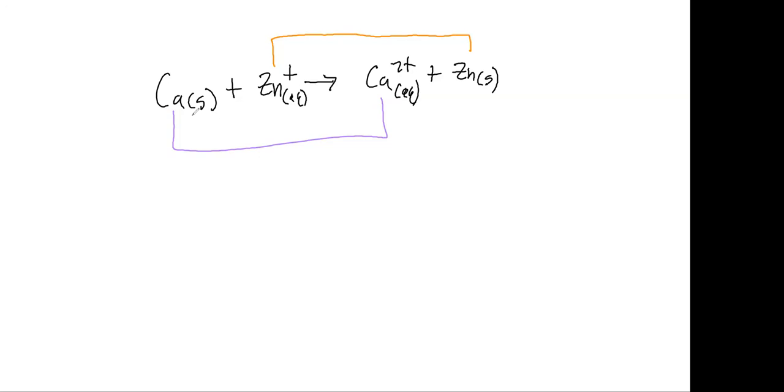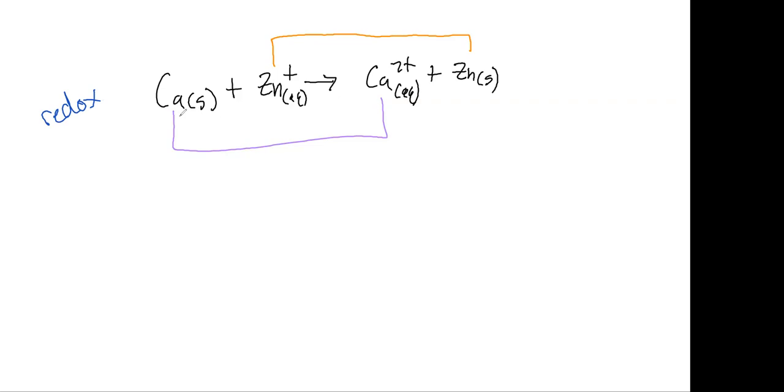But most of the time with our precipitation, that's when we have two solutions, and then when you mix them together, you get a new solid. This is a redox reaction. Very good. And that's because we have a reduction occurring and we have an oxidation.